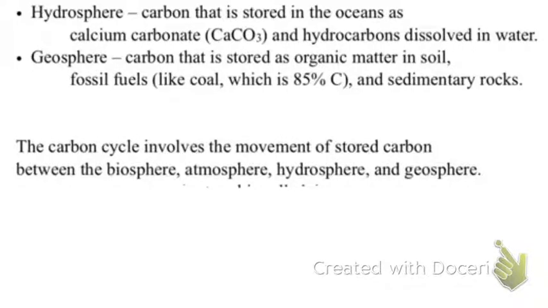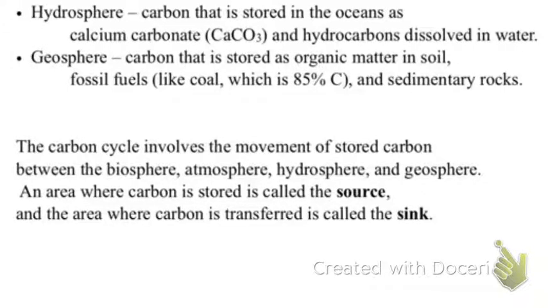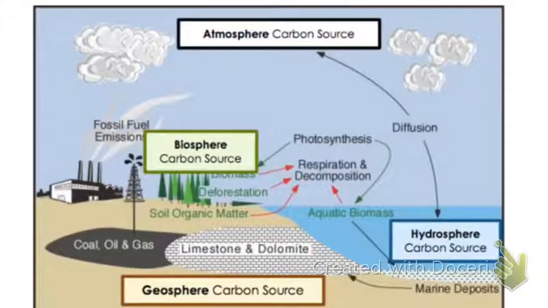The carbon cycle involves the movement of stored carbon between those four spheres. An area where carbon is stored is called a source. An area where carbon is transferred is called a sink. And any particular sphere, bio, atmosphere, hydrosphere, or geosphere, can act as a source or a sink at any point in time. Here's what I'm talking about with that.